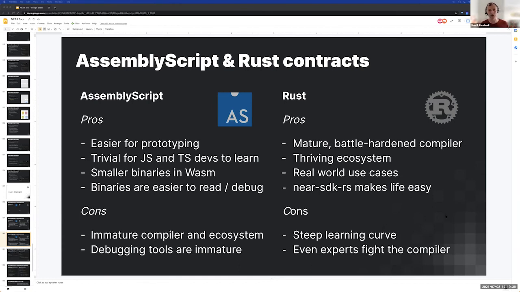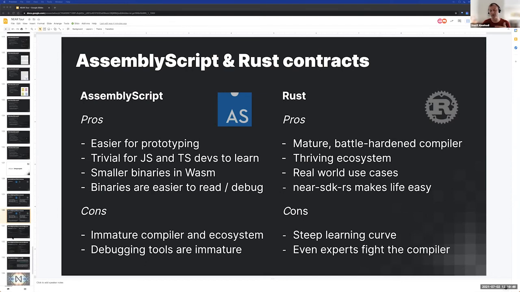And then AssemblyScript and Rust. Here are the 2 programming languages that you would use basically to build on Near. You write your contracts in this code, and then you deploy it, and then you would write a front end using whatever technology you want. It could be mobile, it could be React, Vue, Angular, Svelte, whatever you're into.